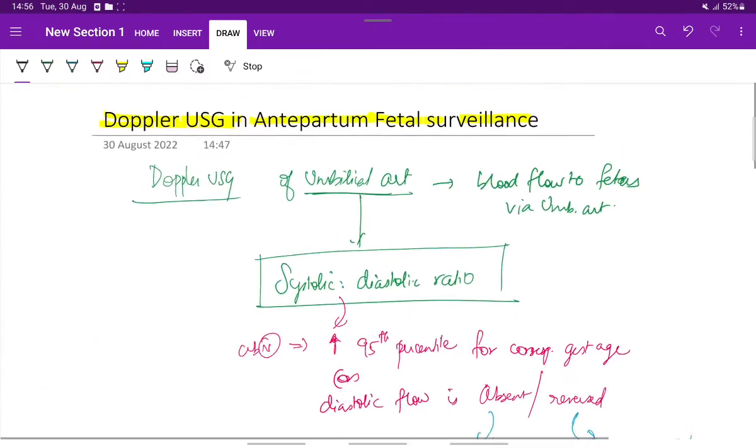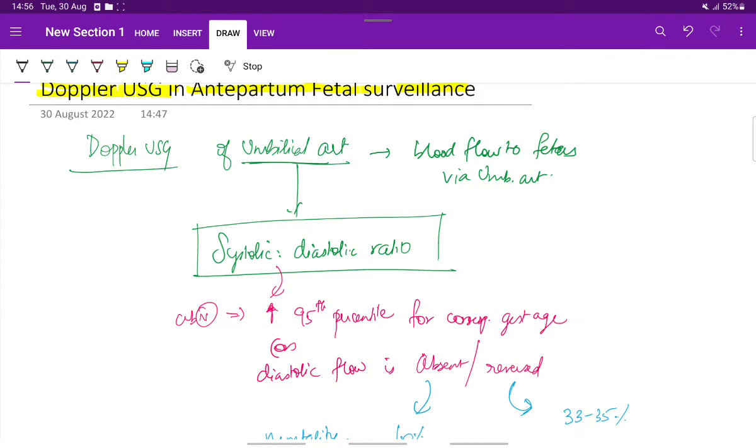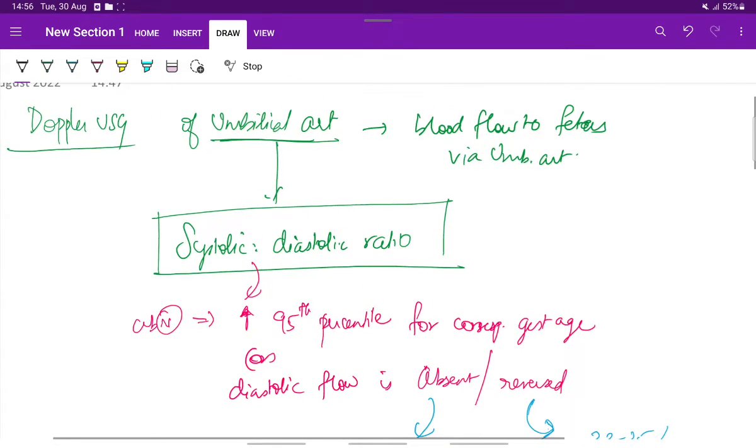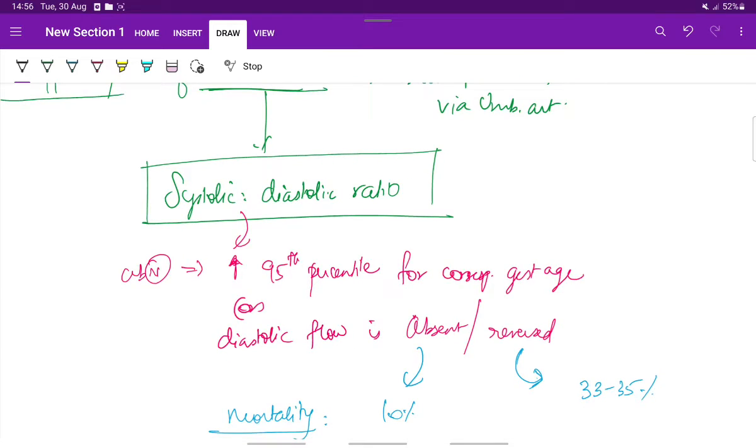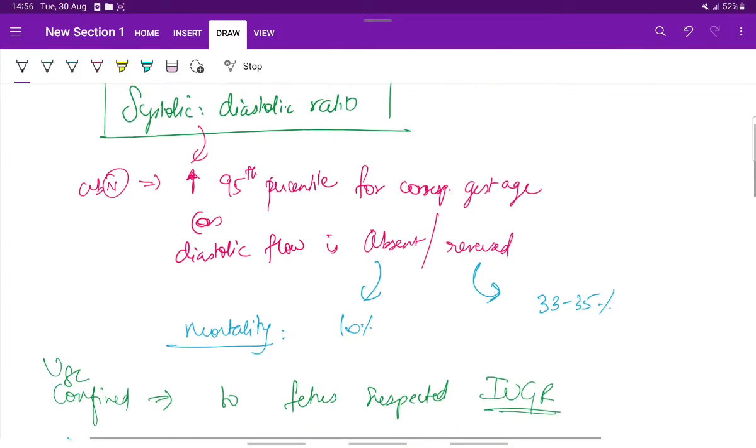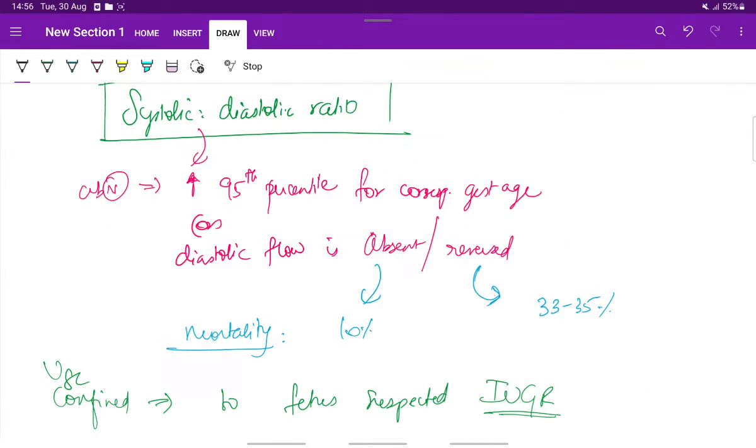So, this is the Doppler USG in antepartum fetal surveillance. The Doppler of umbilical artery is considered to be the most important one, which shows the blood flow to the fetus via the umbilical artery, of which the significant measurement is the systolic to diastolic blood flow ratio. It is considered to be abnormal if it is more than 95th percentile for the corresponding gestational age, or if there is an absent or reverse diastolic blood flow.